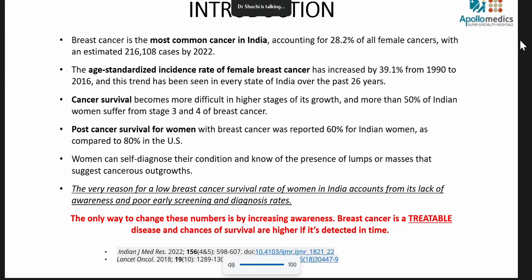So the only way to change these numbers is by increasing awareness. Breast cancer is a treatable disease and chances of survival are higher if it is detected in time.